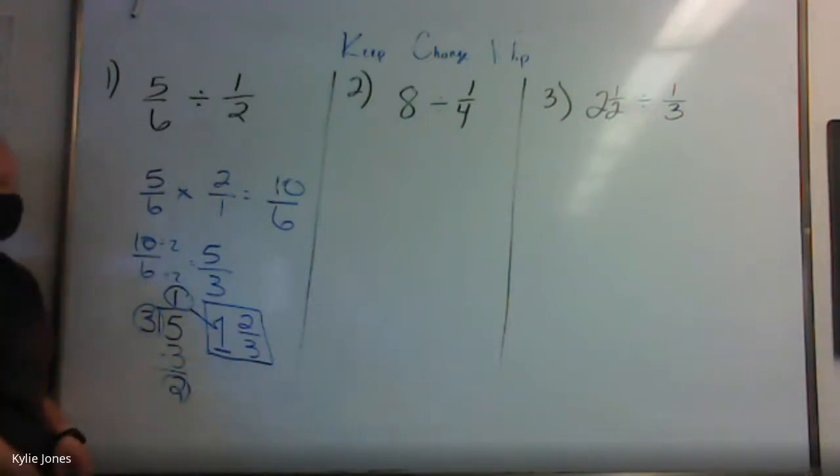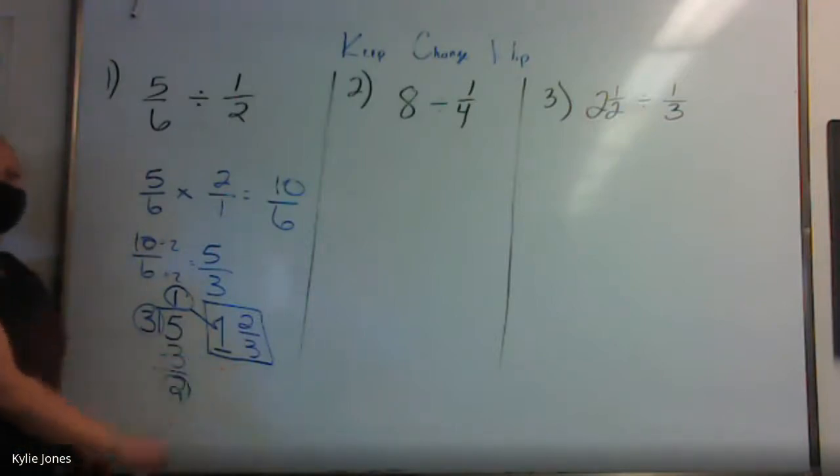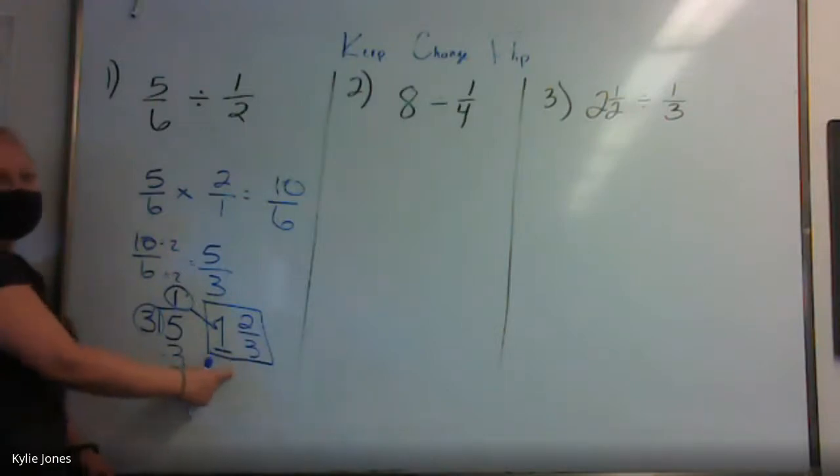Or 10/6. Yeah, there are a lot of different answers, but the simplified version that they're going to look for on tests in junior high is going to be the mixed number, 1 and 2/3, right?